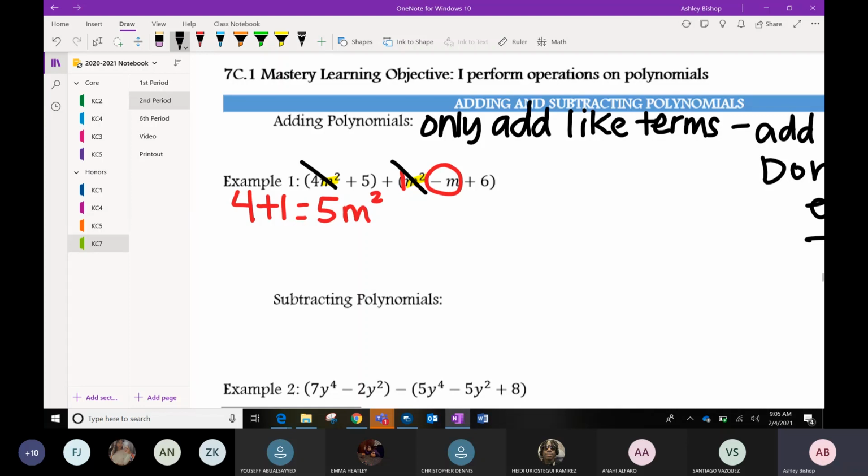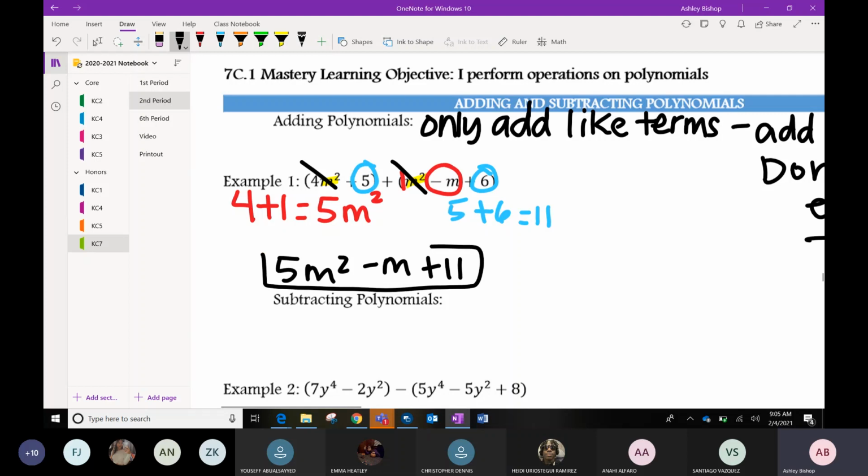And then I also have any number that stands by itself as a like term. So 5 plus 6 is equal to 11. So putting this all together, I have 5m squared, right? This one goes first. Then I had that negative m, and then I had plus 11. So I just am cleaning this up by adding my like terms together. Any questions? What questions do you have?